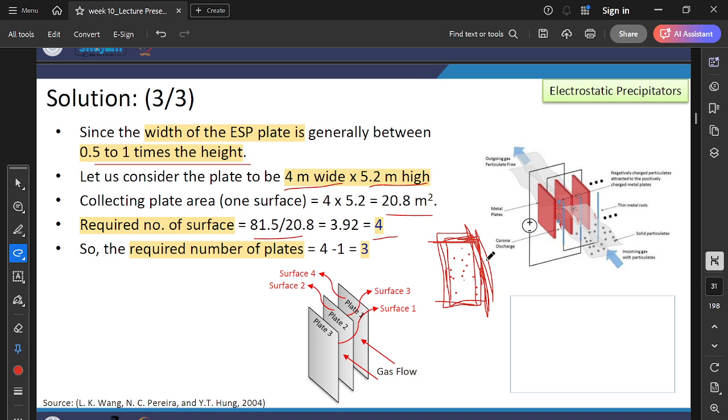You got the principle? Because if you keep 2 plates parallelly, then only 2 surfaces will be there. If you keep 3 plates, 1, 2, 3, 4, 4 surfaces will play in 3 plates itself. If we place 4 plates, then 1, 2, 3, 4, 5, 6, 6 surfaces will be acting for the electrostatic precipitator, charged surfaces. So if I want 4 surfaces, 3 plates are enough, of size 4 into 5.2 meter.